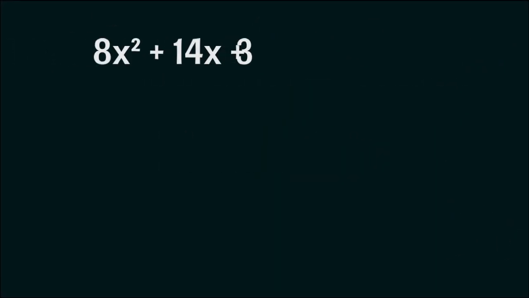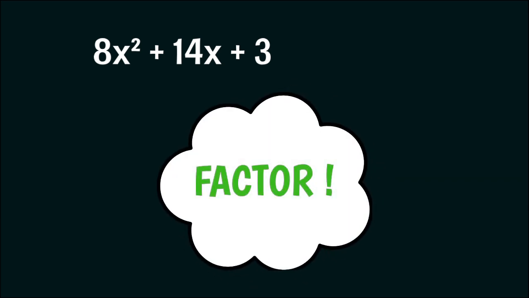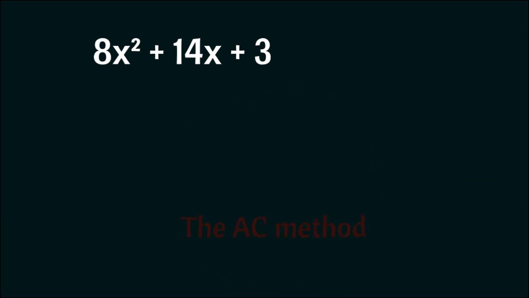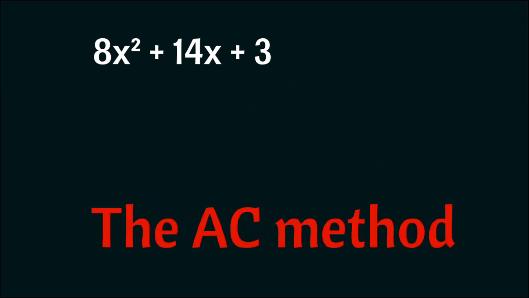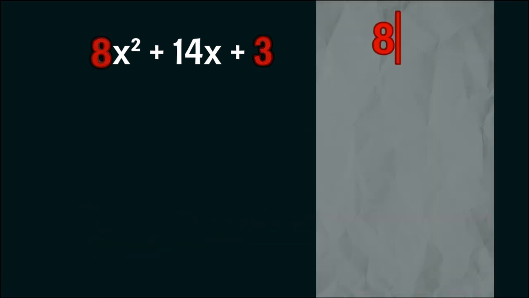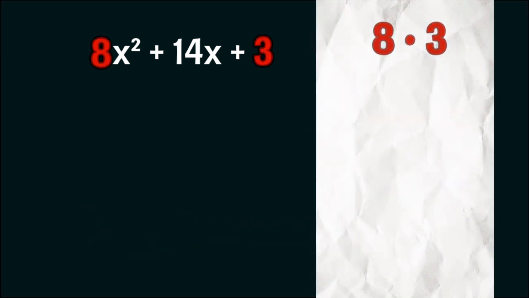Let's start off trying to factor 8x squared plus 14x plus 3. We'll be using what's called the AC method because our first step is multiplying the lead coefficient A by the constant C. For this example, we'll multiply 8 times 3, which gives us 24.